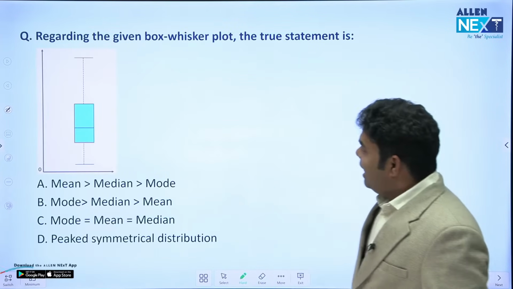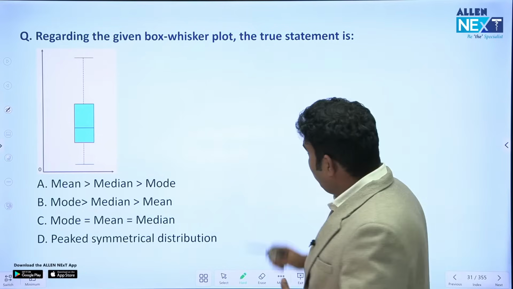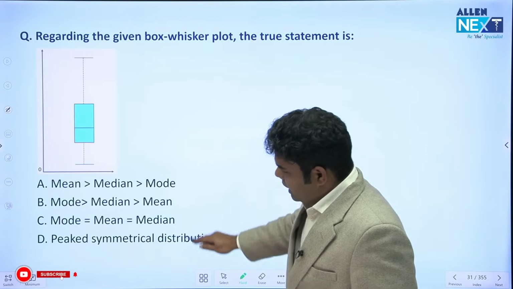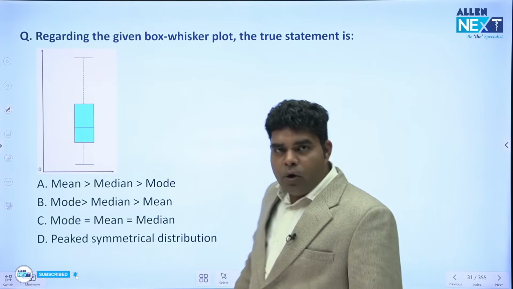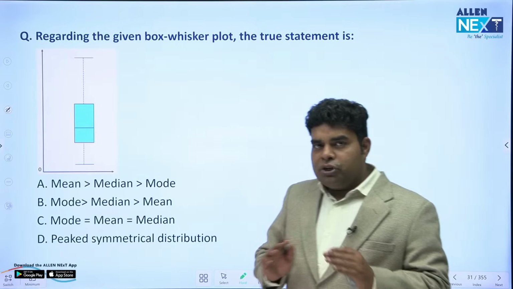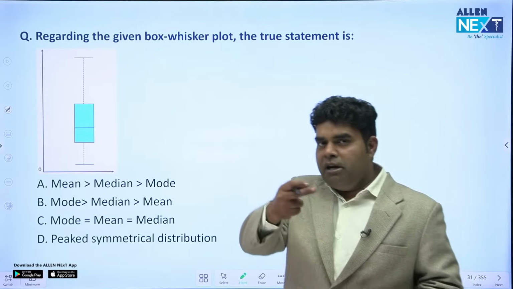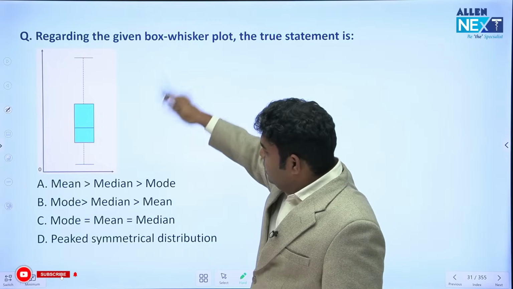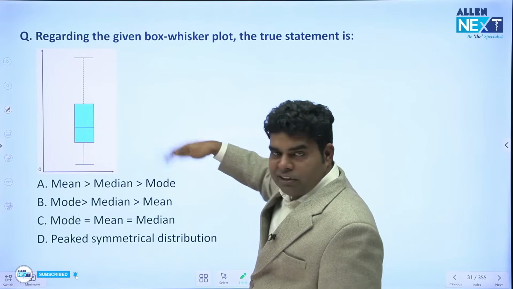Next question. They have given a graph here. It's a box and whisker plot, and they are asking which is the correct statement. There are 2 questions on mean, median, mode. One question came in the last FMG exam, which we will discuss here. But this question is based on positive and negative skewed curves.